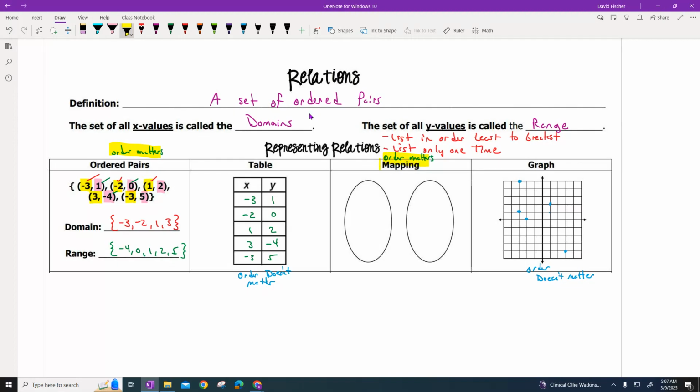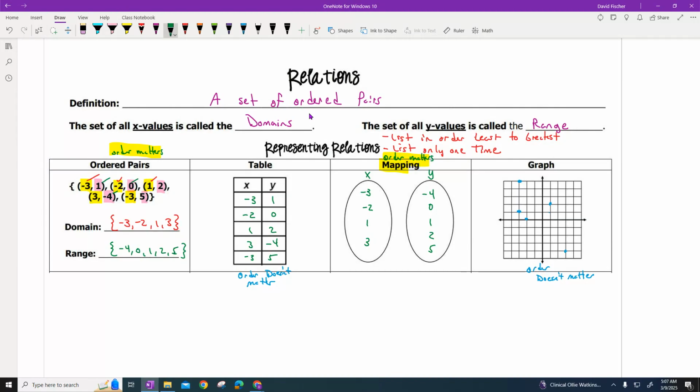Order matters on mapping diagrams. So on mapping diagrams, if you've forgotten, these are my x's, these are my y's. And so if you have your domain and range over here already, and you already have it in order, this makes this really easy. So -3 is my first number, -2, 1, and a 3. And then also in order, least is on the top. So you already have it in order over here. And again, you only list them once in both of these guys.